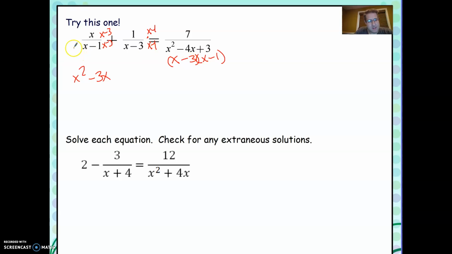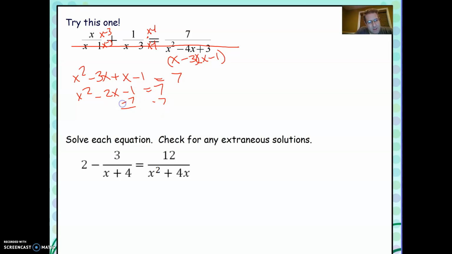All the denominators are the same, so basically I can just wipe them out. If the denominators are all the same, then the numerators must also be equal to each other. And I'm going to add 1 times x is x, 1 times negative 1 is negative 1 equals, and this just stays 7. Combine like terms gives me negative 2x minus 1 equals 7.